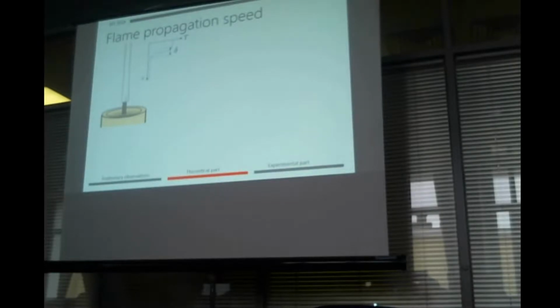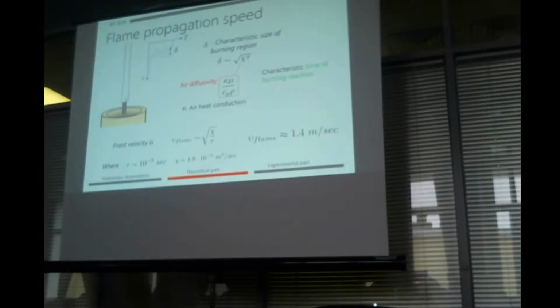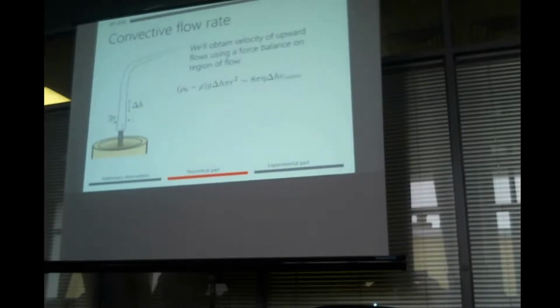To investigate the flame propagation speed, we first introduce the characteristic size of the burning region, and from the flame thermodynamics, it is of the order of the square root of the characteristic time of the burning reaction. And for realistic parameters, the velocity of the flame is more than 1 meter per second. On the other hand, we have the convective flow rate, and we can estimate it from the balance of buoyancy force and viscosity force. And for realistic parameters, we obtain that it is sufficiently lower than the velocity of flame spreading.